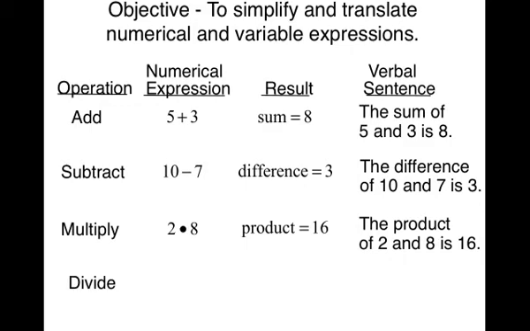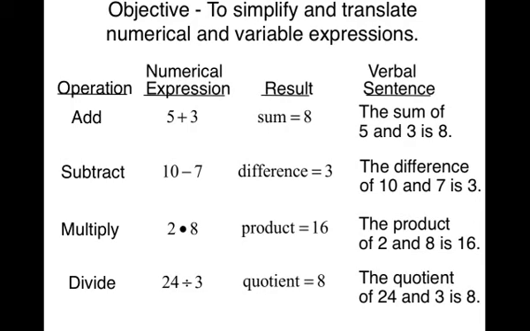Divide. We have 24 divided by 3. The result is known as the quotient. The quotient here is 8, and you could say the quotient of 24 and 3 is 8.